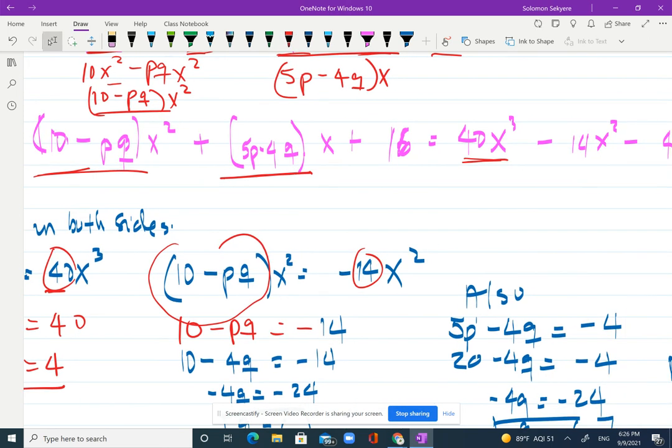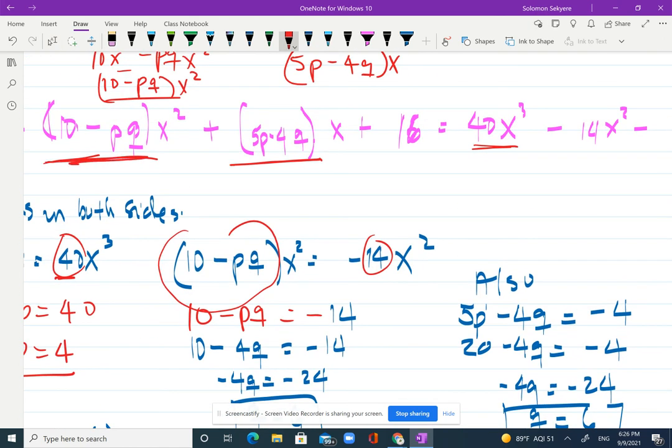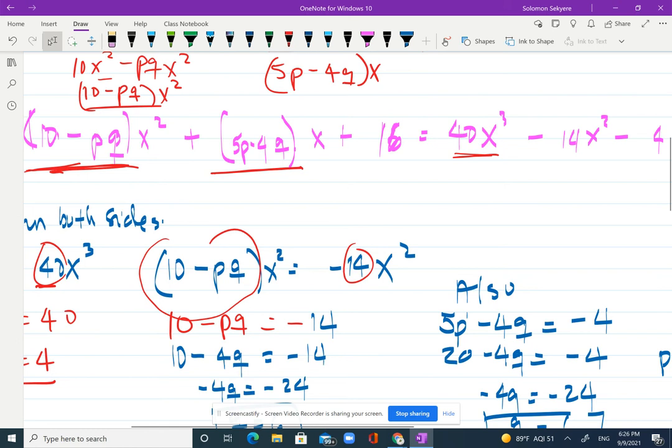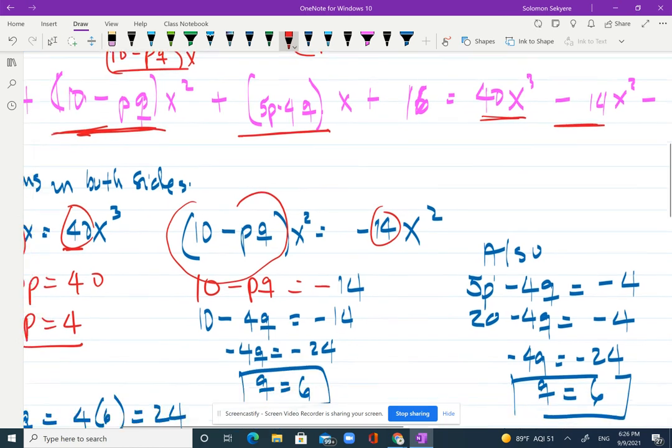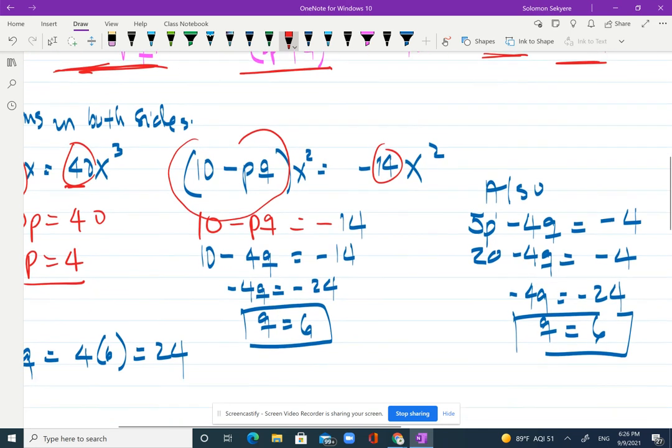Now, how can we find the value of q? Let's go to the next one. We have 10 minus pq, times x squared. What would that be equal to if we compare? It's going to be comparable to the negative 14, x squared. So we have 10 minus pq, times x squared, is equal to negative 14x squared. That means 10 minus pq equals negative 14.